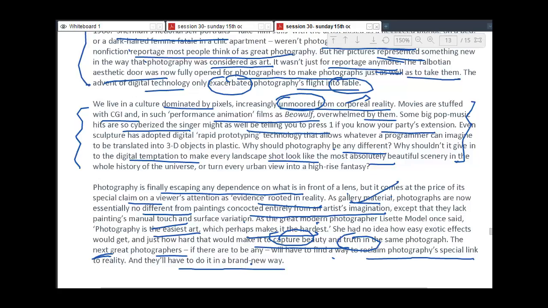That means, where is the author's attitude? The author's attitude is towards photography that is fictional, digitized, or towards photography which is real. Where is the author's attitude? Tell me. Real. So that means the author wants photography to be real, not fictionalized, correct? That's what he is doing at the end of the paragraph. That new photographers will have to basically get back to reality.